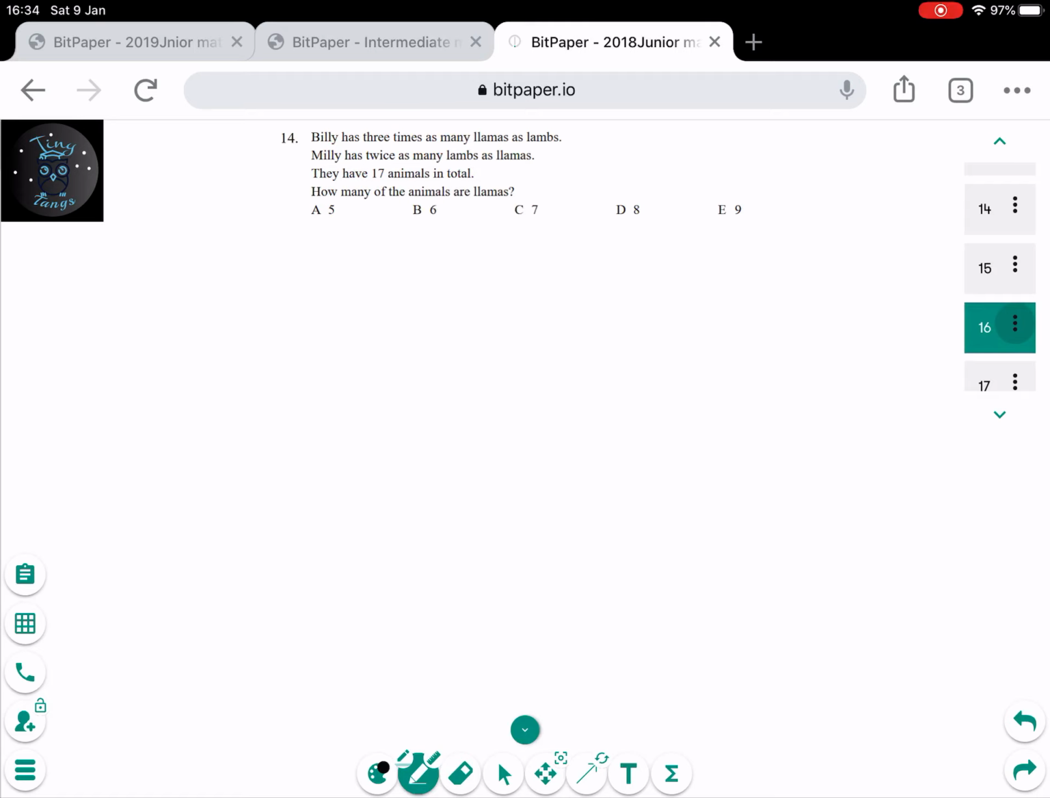For this question, it's fine actually to do trial and error, so let's try that first. Billy has 3 times as many llamas as lambs. Or you could do algebra. So 3 times as many llamas as lambs. Let's just write that down.